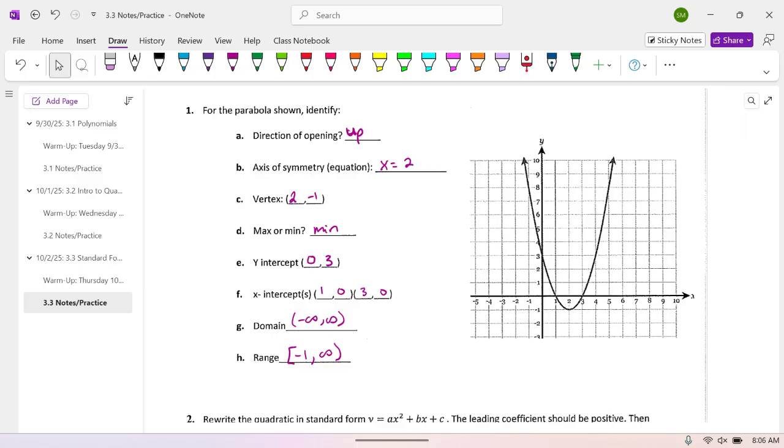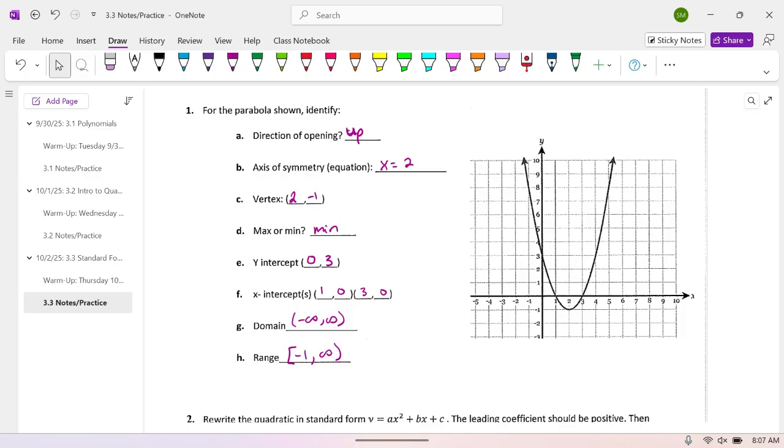Y-intercept is at (0, 3). X-intercepts are at (1, 0) and (3, 0). The domain is all real numbers, so from negative infinity to positive infinity, and the range is from -1 to infinity, because your lowest y is -1, and it goes on forever upwards. Why is it not a bracket on the right side? Anytime you have infinity, it's always parentheses.